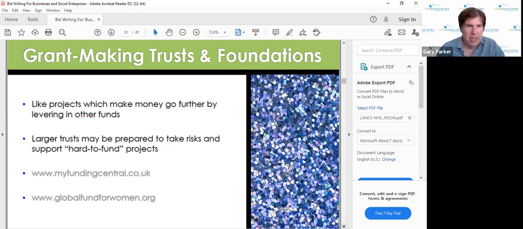There's a couple of websites here that I put here. There's one called My Funding Central, which is free to smaller organisations, but for larger ones you have to pay. There's a lot of information. They're not a funder, but it's a gateway website to a lot of other funders. The other one I put on there is the Global Fund for Women. They fund projects all over the world that are led by women or support organisations that support women. But again, with that one, you need to check it out, because they do vary regularly who they will fund and where they will fund it, because they fund projects internationally.